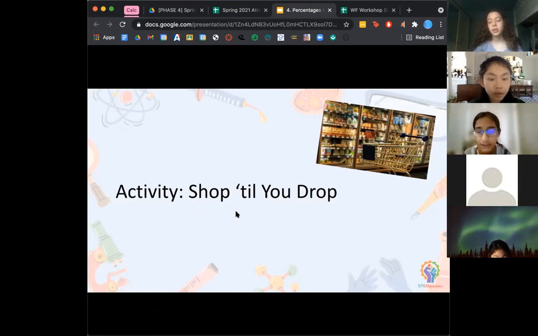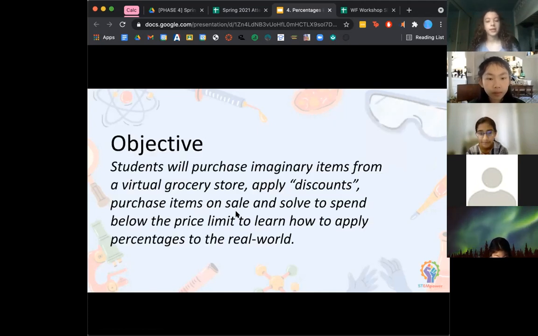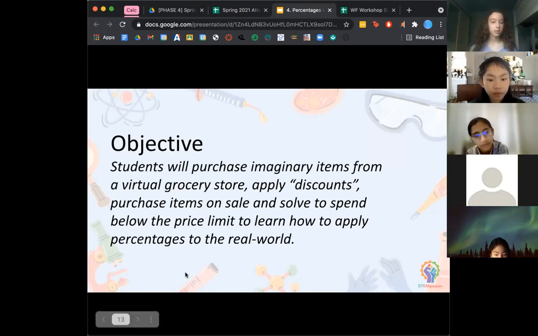All right, we're going to do our first activity now. It is called Shop Till You Drop. Your objective is students will purchase imaginary items from a virtual grocery store, apply discounts to purchase items on sale, and solve to spend below your price limit to learn how to apply percentages in the real world.